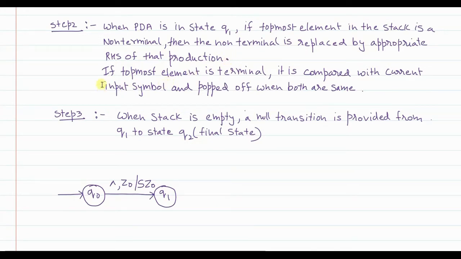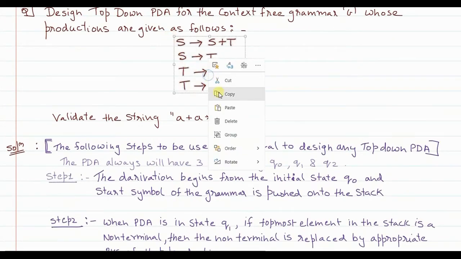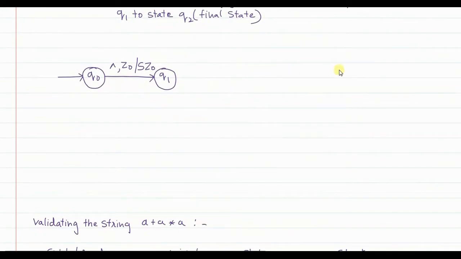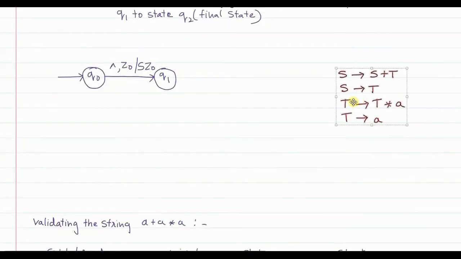Clear? If the topmost element is a terminal, then it is compared with the current input symbol and popped off when both are the same. Okay, now let us understand what we are trying to do. These are the set of productions that are given to us. I will simply copy them here for our reference.